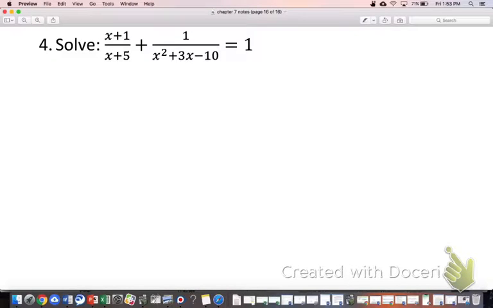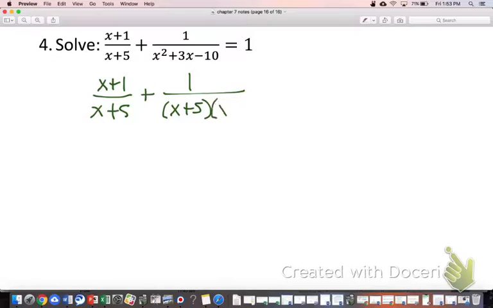Here's what it would look like factored. You've got x plus 1 over x plus 5. That's just rewritten. Over here, the trinomial factors as x plus 5 times x minus 2. And you still have equals 1. So that would be where I would start with this. You've got to factor any trinomials or difference of squares or whatever factorings there might be. You've got to factor before you do anything else with this. Okay? So, once you've found the factors, we need to find the least common multiple of the denominators.